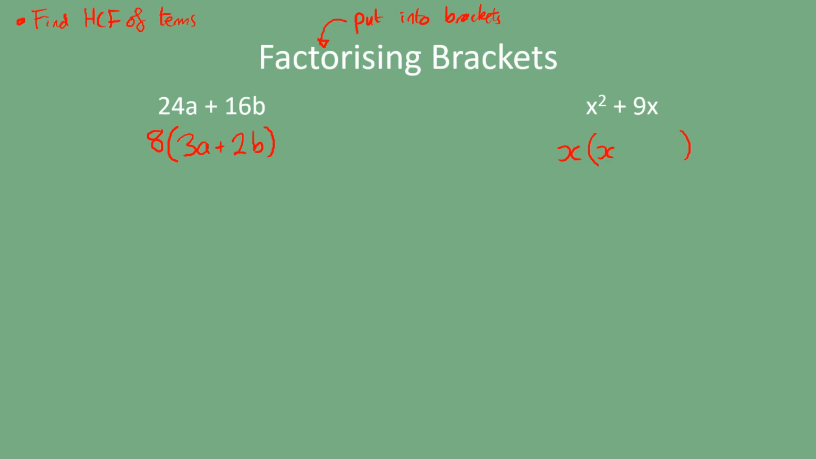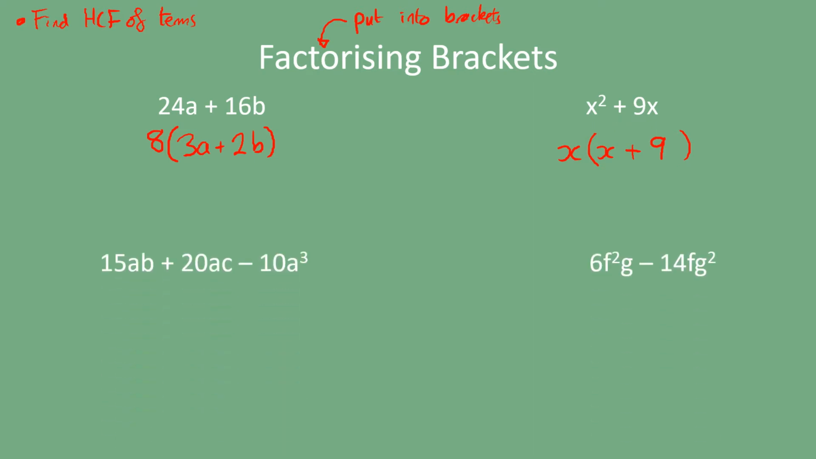And if we divide 9x by x, we basically remove the x. We've got a plus 9. Again, you could check that was fine. x times x is x squared. x times 9 is 9x. Yeah, that's exactly what we started with. So that is a correct factorization.